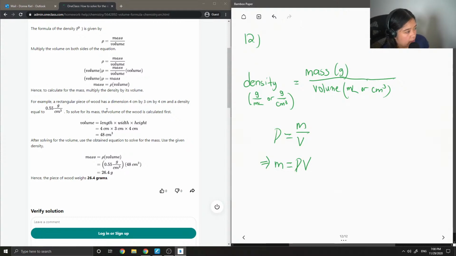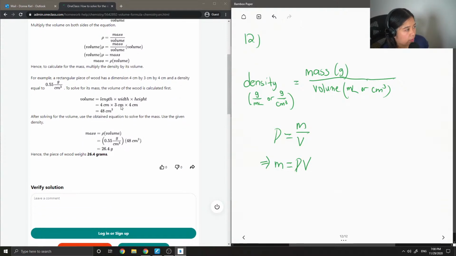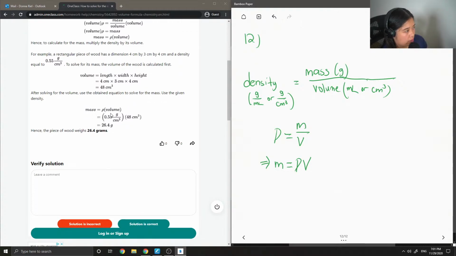To solve for its mass, the volume of the wood is calculated first. So to calculate the volume of a rectangle or cube, it is length times width times height. So 4 centimeters by 3 centimeters by 4 centimeters gives us 48 centimeter cubed. After solving for the volume, use the obtained equation to solve for the mass using the given density. So mass is equal to the 0.55 gram per centimeter cubed density times 48 centimeter cubed, which was found in the previous step, which gives us a mass of 26.4 grams. Hence, the piece of wood weighs 26.4 grams.